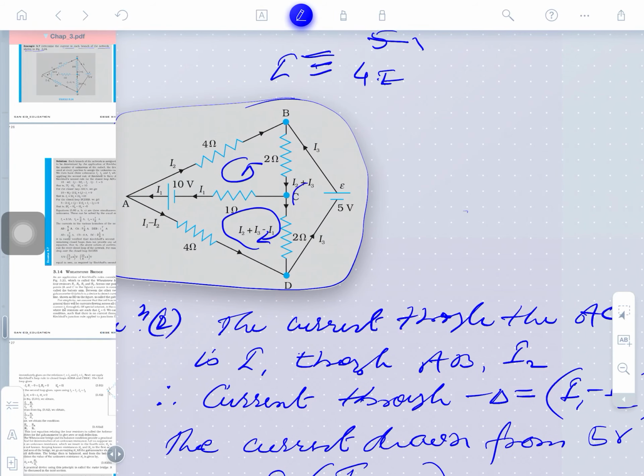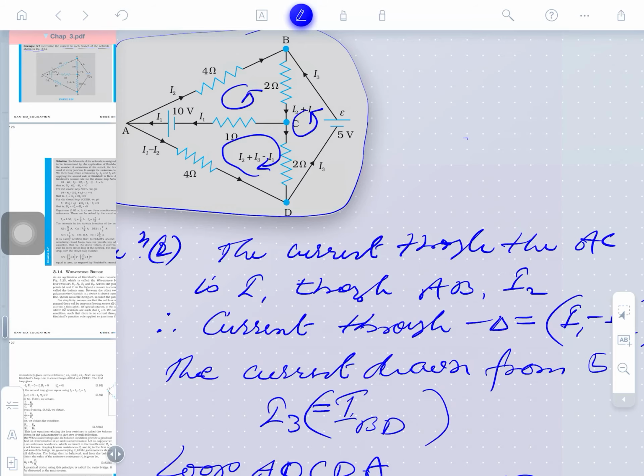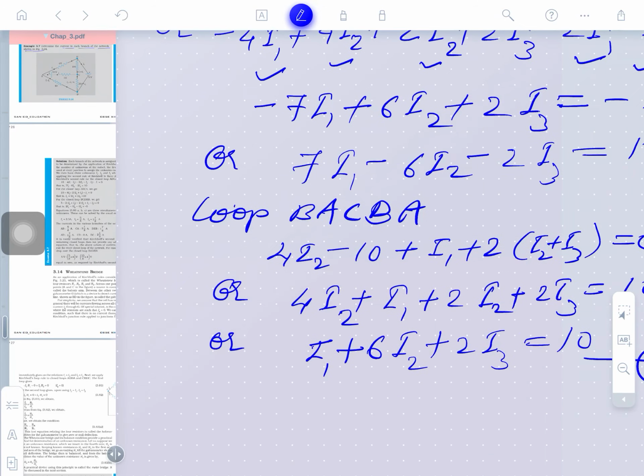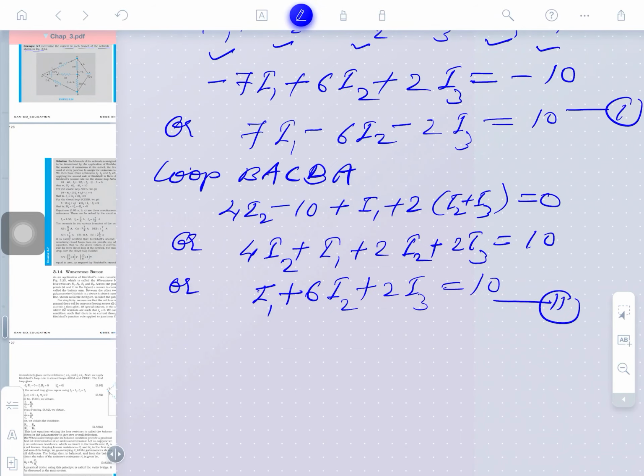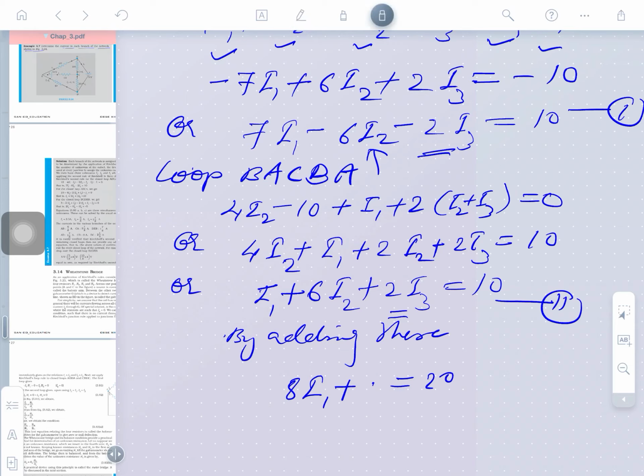The third equation can also be included here. Can you solve these equations? Here 6 times I2 is coming. Obviously, if you add these equations, 6 cancels. Here will be 8 times I1 plus 2 times I3, and 2 I3 cancels too. So it shall be 20 here. Easily I1 can be obtained here. So what is I1 coming?